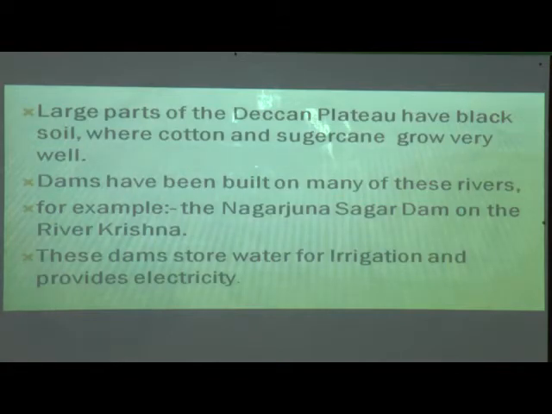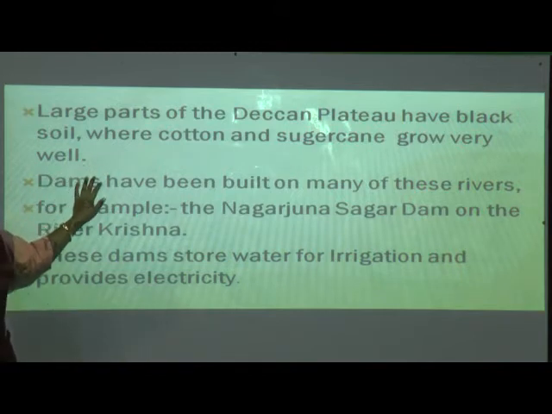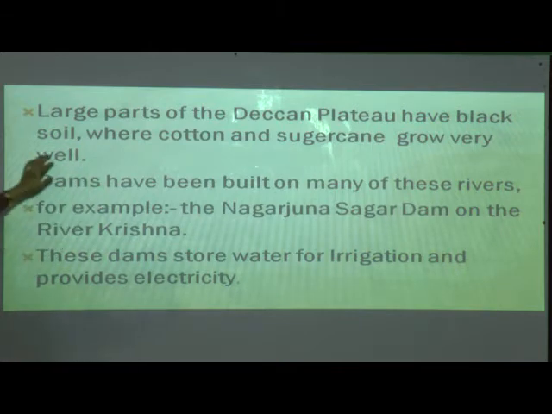So, large parts of the Deccan Plateau. Why? The Deccan Plateau has different types of soils, correct? Large parts of the Deccan Plateau have black soil. At your home, you have a flower pot, correct? Plants are there, but in that, can you see which type of soil is there? That is red soil where plants will grow. Whereas in the Deccan Plateau we have black soil, where we can grow not only rice but also cotton and sugarcane very well.